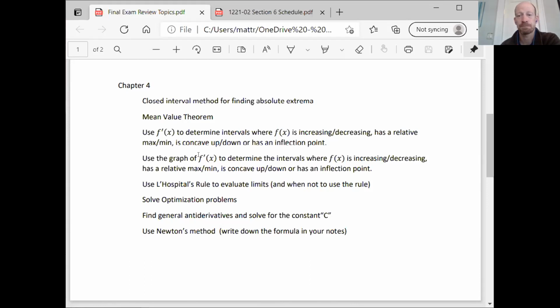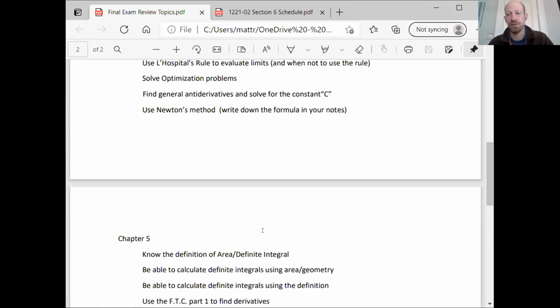L'Hopital's rule, optimization, our general antiderivatives, which now we are probably much better at than we were back when we saw them in chapter 4. And then Newton's method. So again, just make sure you write this little tiny formula that you need. That's one of those pieces to write down.